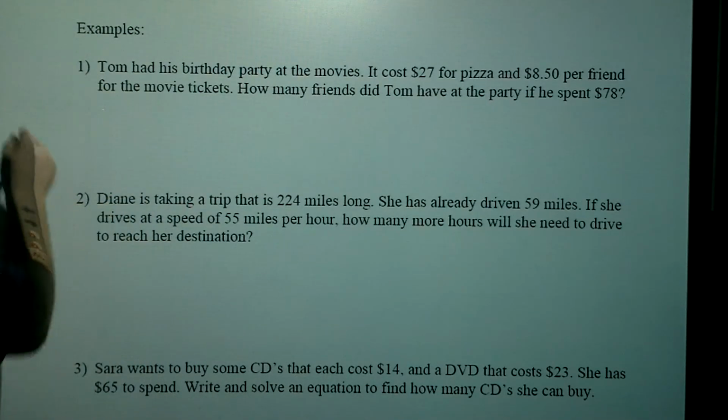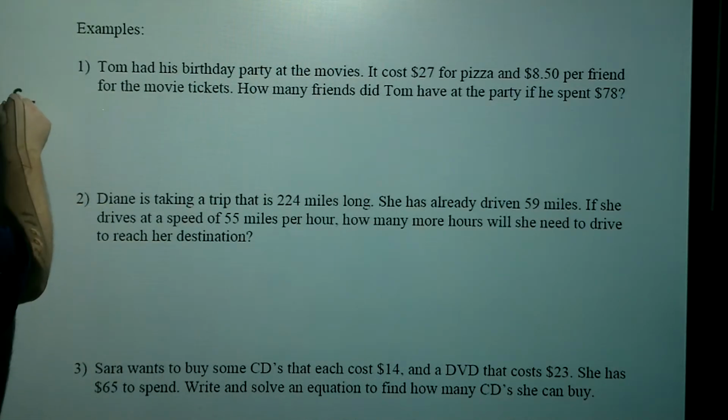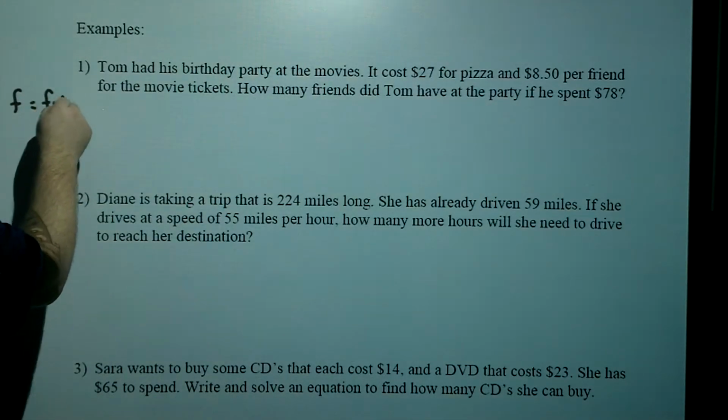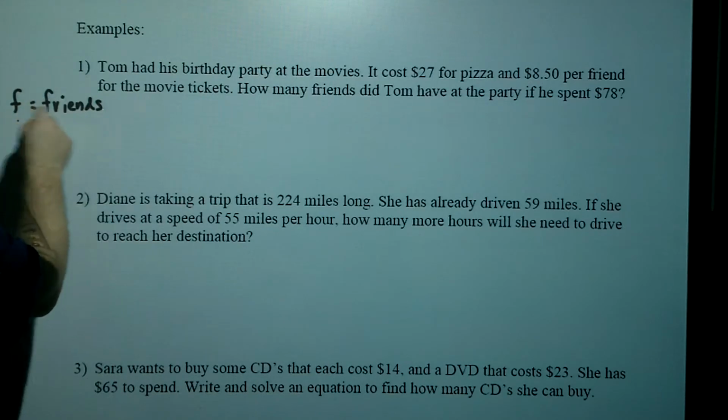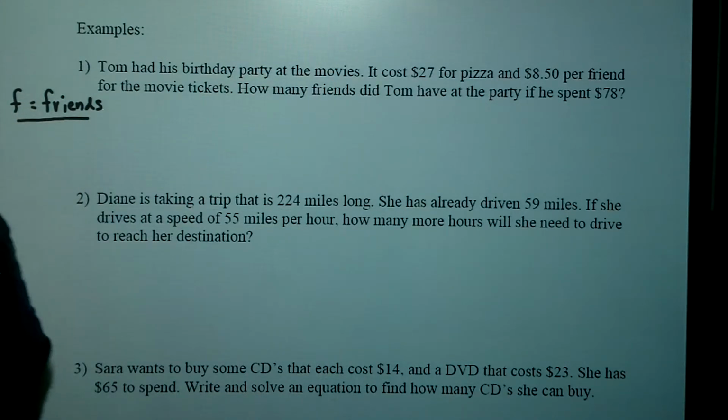So I'm going to define the variable. F is the number of friends. That's what we're trying to find that Tom had. I don't know that. That's my variable. I'm trying to find how many friends.